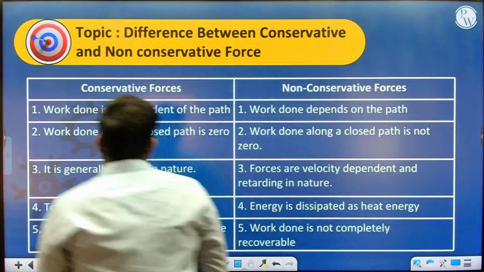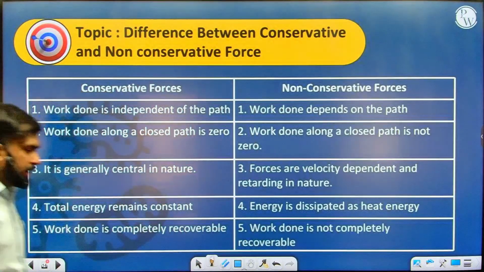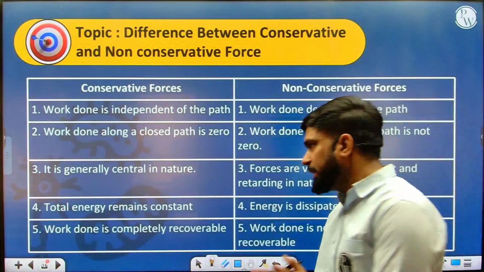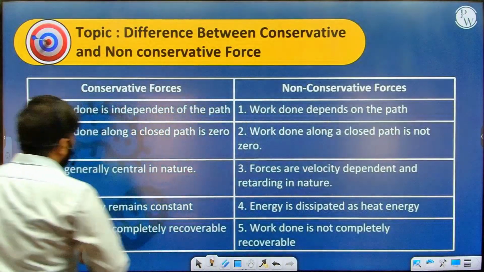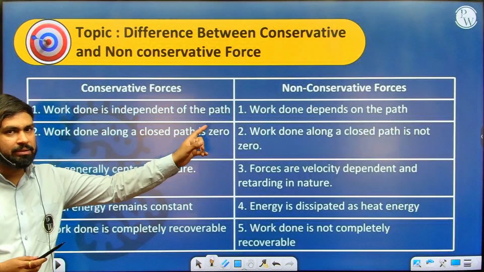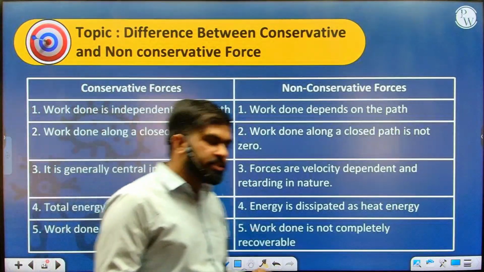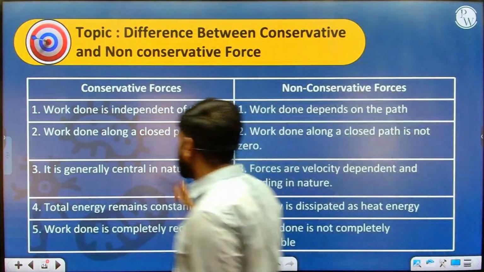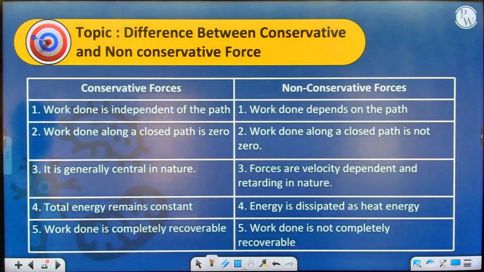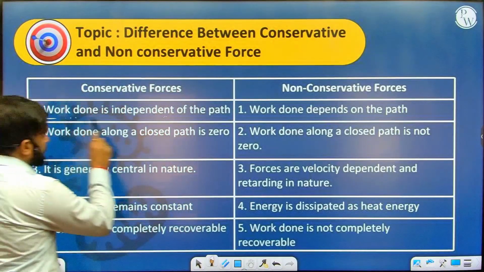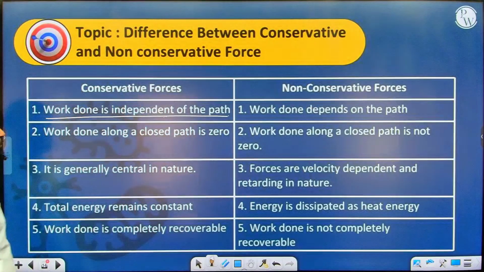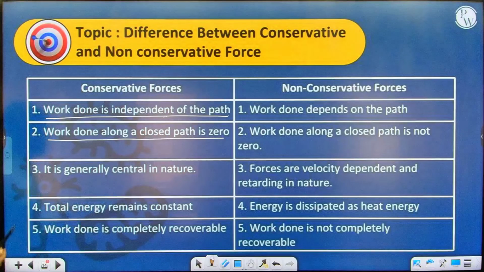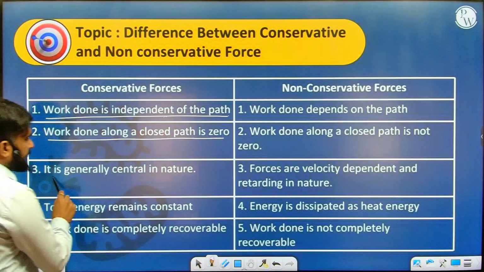Okay. So conservative forces are what forces? They are the forces in which the total mechanical energy remains conserved, and work done is independent of the path, because the potential energy is only defined in case of conservative forces, and it depends upon initial and final positions, not the path taken. Work done is independent of path and it depends upon initial and final position. The work done along a closed path is 0 because initial and final will be same, so work done is 0.